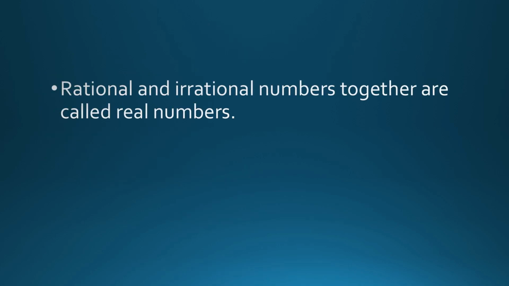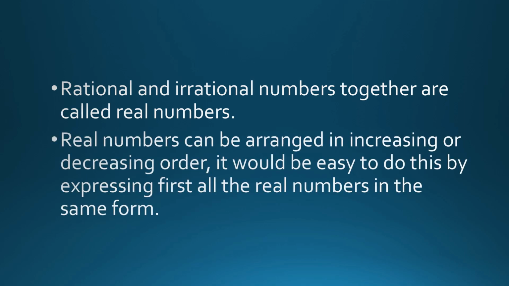Rational and irrational numbers together are called real numbers. So, the combination of rational and irrational numbers is called real numbers. Real numbers can be arranged in increasing or decreasing order. It would be easy to do this by expressing first all the real numbers in the same form.